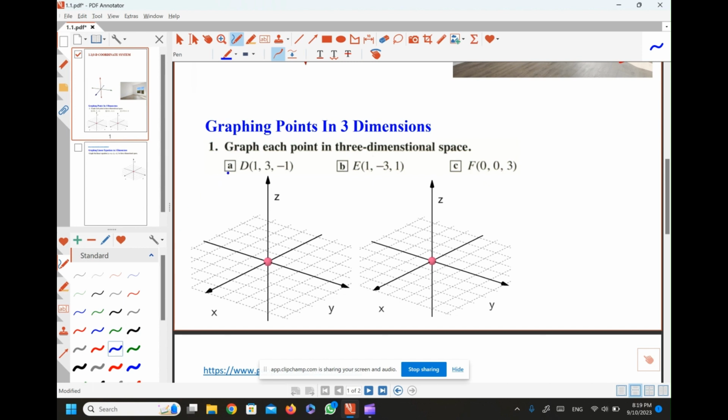So here, the point D. We're asked to locate this point, graph this point. The first number represents x, the second number represents y, the third number represents z. Those numbers tell us how far we should move from the origin along the x-axis, along the y-axis, and along the z-axis.